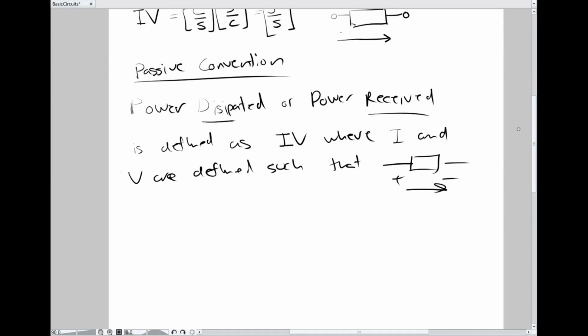Power supplied is always the negative of power received. So power supplied is always found as power received with the minus sign, or current goes contrary to voltage drop. One or the other.